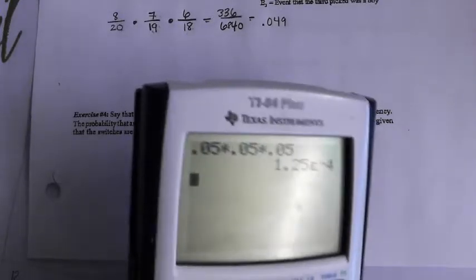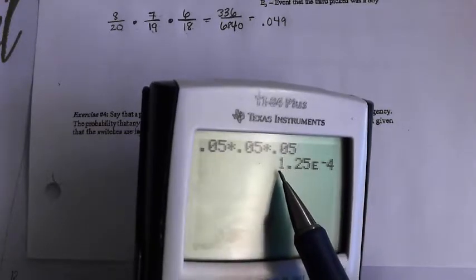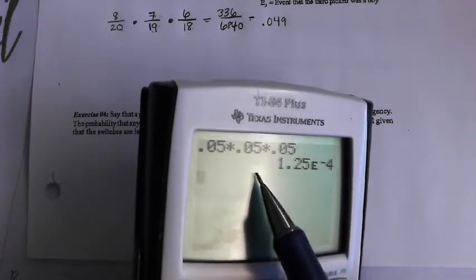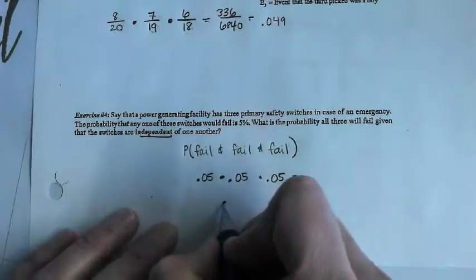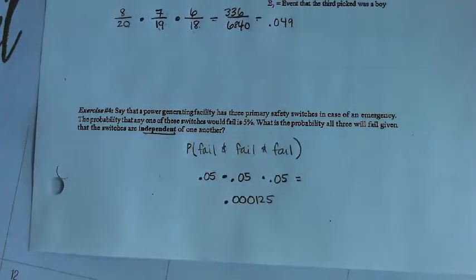Scientific notation. So that's like times 10 to the negative 4th power. So I have to move that decimal place over 4 spots. 1, 2, 3, 4, and fill with zeros. So that'll be 0.000125. Which is a very small chance.